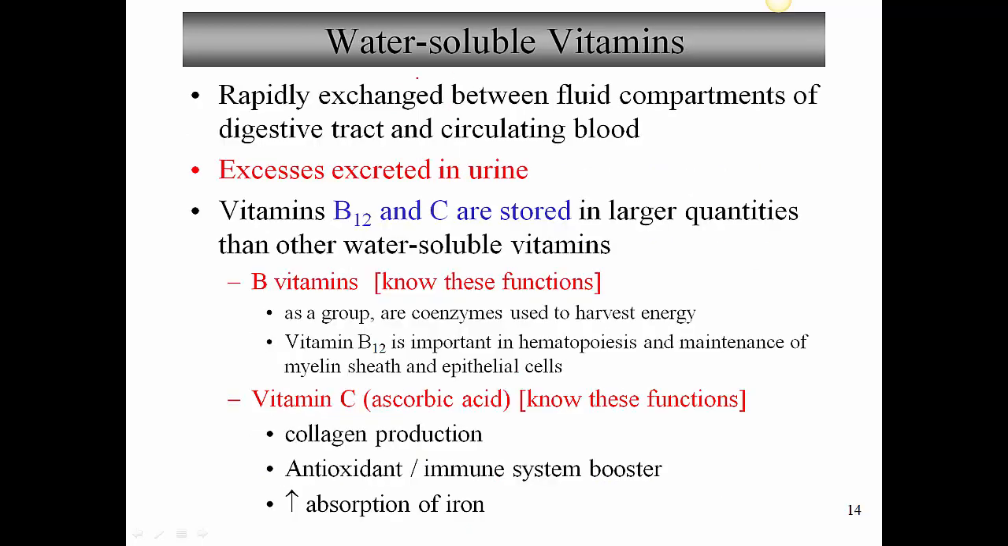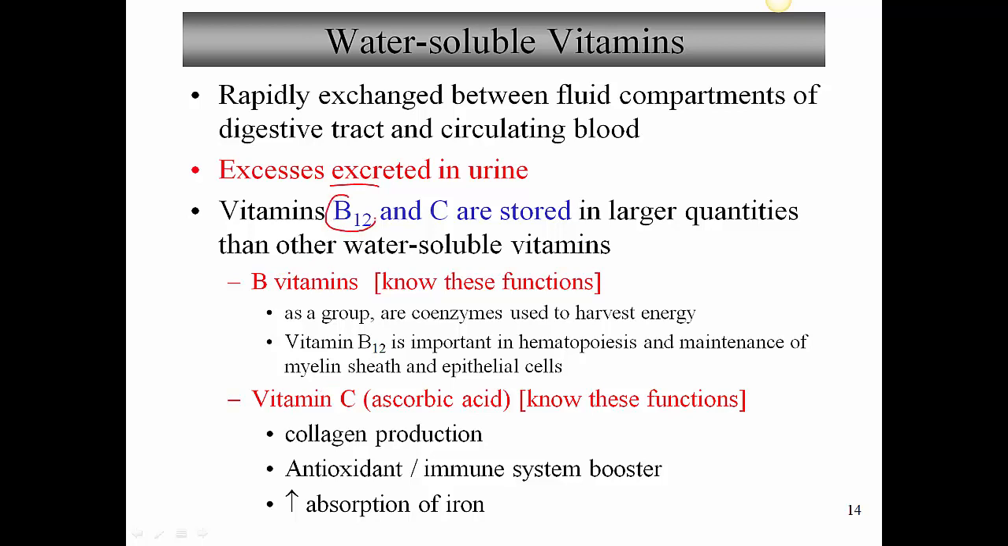Now, what about the water-soluble vitamins? Once again, these are easily excreted from the body, and these flow between the different fluid compartments in the body and the digestive tract and the blood. These are easily excreted in the urine, as we said. And we're talking about the B group of vitamins, and we're also talking about vitamin C.